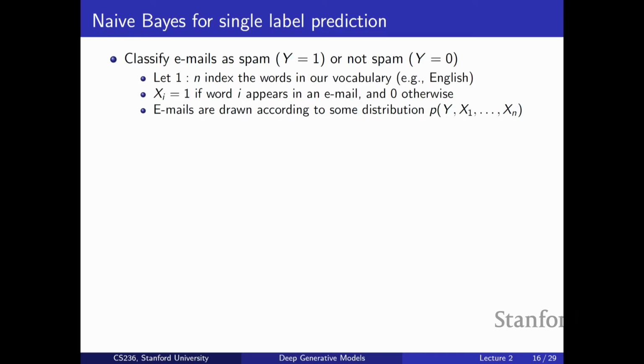And the usual assumption is that there is some underlying data generating process, and so there is some relationship between the different words that you see in the email, the x's, and the y variable, which is the label you're trying to predict.